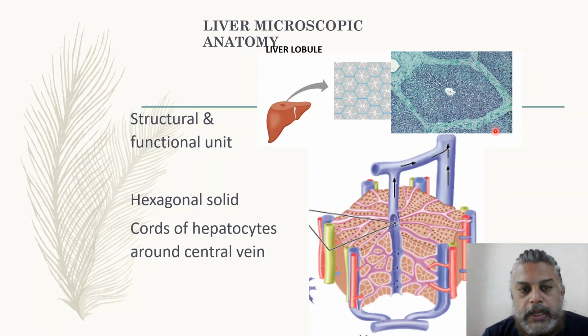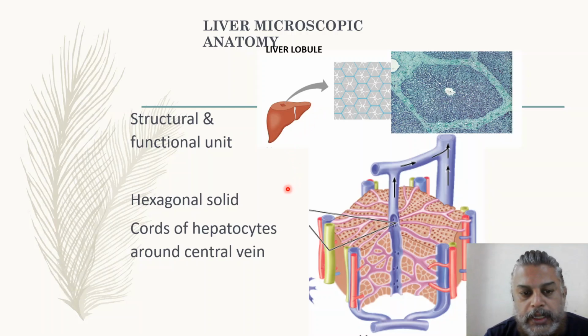If we go by the microscopic anatomy of liver, as we know that it is one of the largest parts of the body, almost 1.2 to 1.3 kg is the total weight of this liver, and the functional unit of this liver is a hepatocyte.